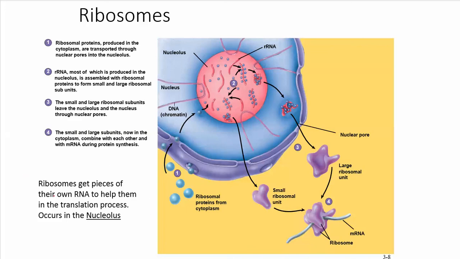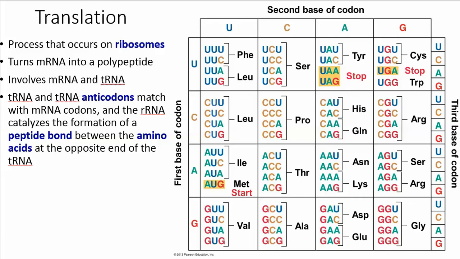So ribosomes get pieces of their own RNA to help them in the translation process, which occurs in the nucleolus. When you look back, we've seen that word, nucleolus, and I haven't said too much about it because I knew I'd be talking about it now. But that's that dense part of the nucleus, and that's where ribosomes are produced.